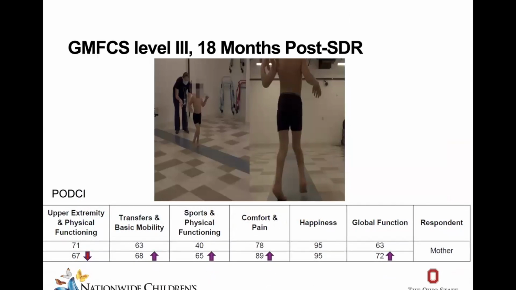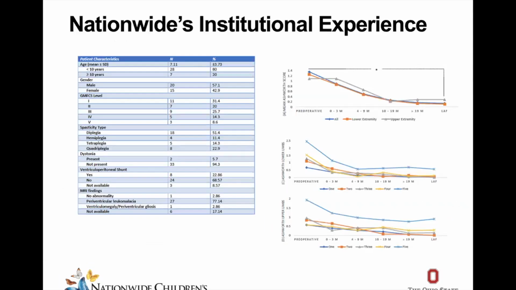And there's his 18 months post SDR, and you can see upper extremity and physical functioning less, transfers and basic mobility significantly higher, comfort and pain significantly higher, and global function. So he's really done well. This is sort of a schematic showing that we're seeing, in both upper as well as lower extremities, a decrease in Ashworth scores, and improvement in both upper as well as lower extremity function. And we're doing this both in children with dystonia as well as not.